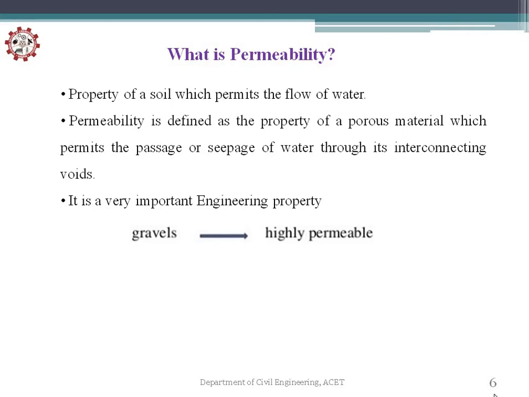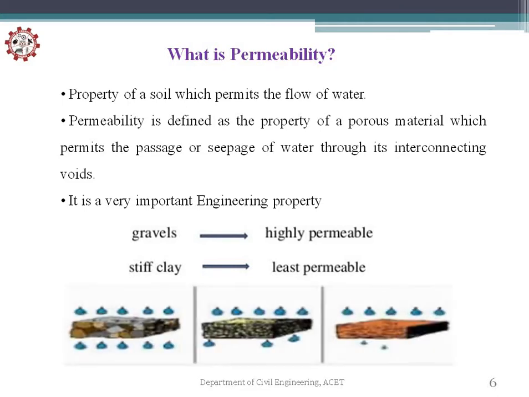So if there are gravels, big rock type stones, then there is high permeability, and if it is a soft clay, like black cotton soil, then the soil is less permeable. Now if you can see, this is the soil and this is the water contained. In gravels, the water just comes in and goes out.